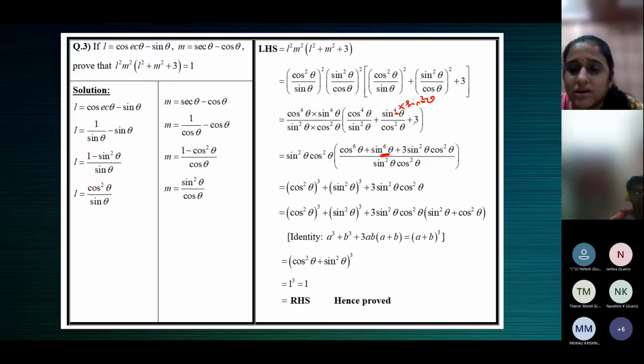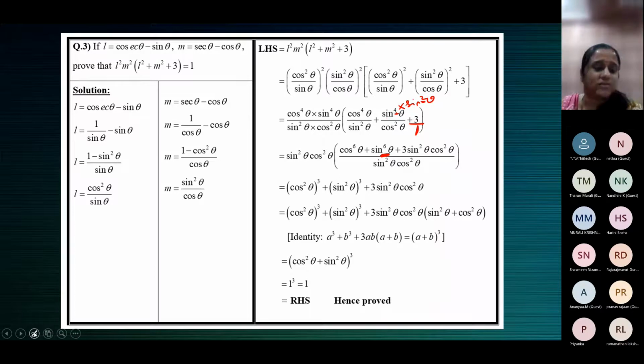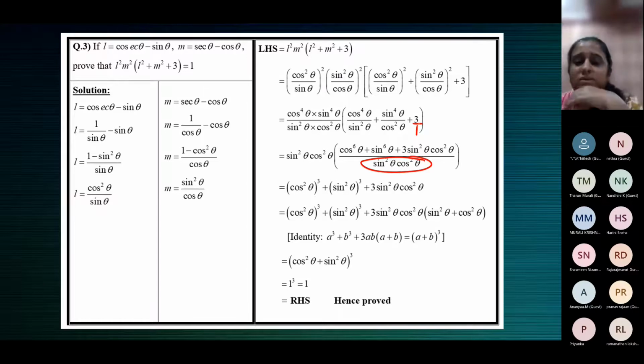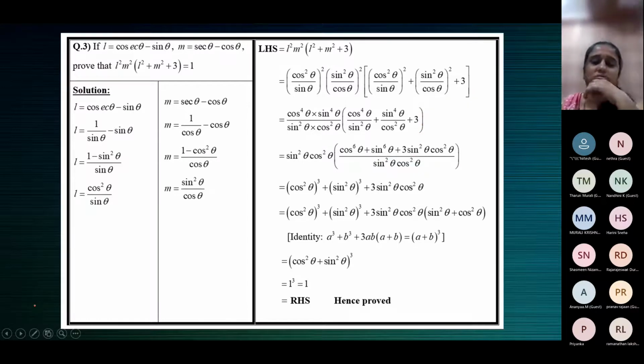And here there's only 1 in the denominator. So it will become 3 sine square theta, cos square theta. There's only 3 here, 3 by 1. But the denominator is sine square theta, cos square theta, and there's only 1 here. So multiply the numerator with sine square theta, cos square theta. That will give you 3 sine square theta, cos square theta. Just as you take the LCM, children. So here we have taken the LCM. In the bracket we have taken the LCM, and this is what we get.